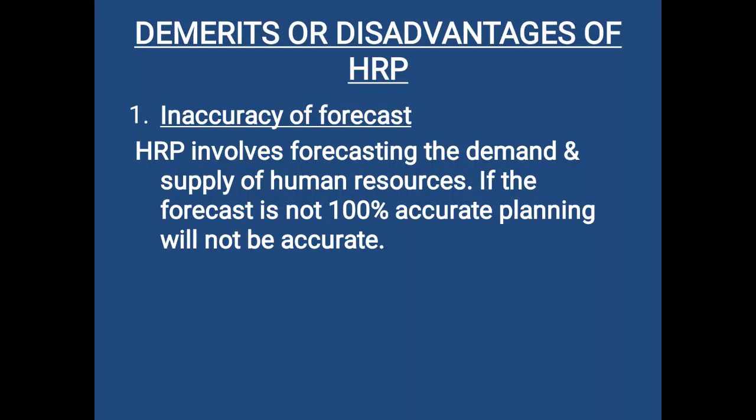Suppose your forecasting goes wrong. Whatever plans you have made, whatever forecasting you have made, if it goes wrong, at that time your total human resource planning will fail, because when the base itself is not right, when your forecasting itself is not right, it's not possible to implement the plans that you have made. That is, you cannot implement the HRP.